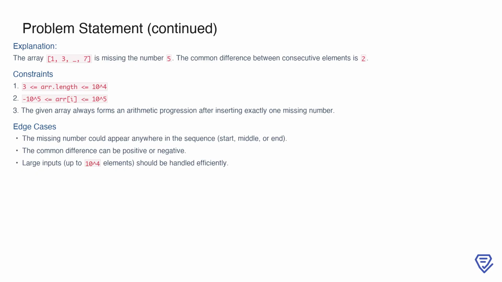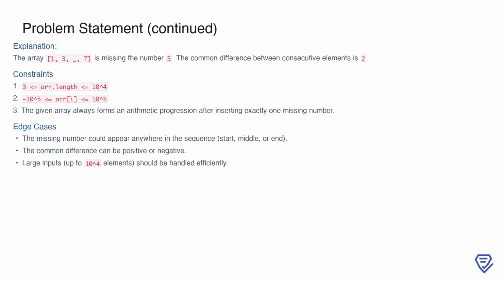Now, let's review the constraints of this problem. The array length is at least 3 and can go up to 10,000 elements. The values in the array can range from -100,000 to 100,000. Importantly, there will always be exactly one missing number, ensuring the sequence can be completed as an arithmetic progression.